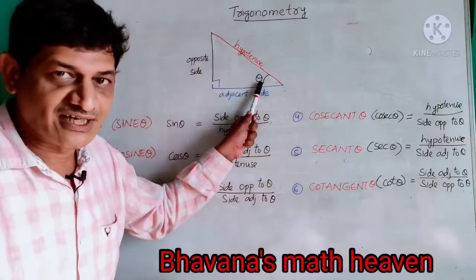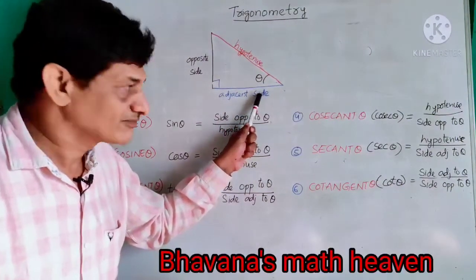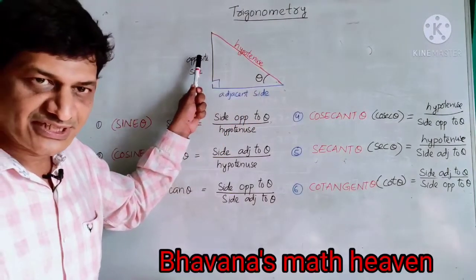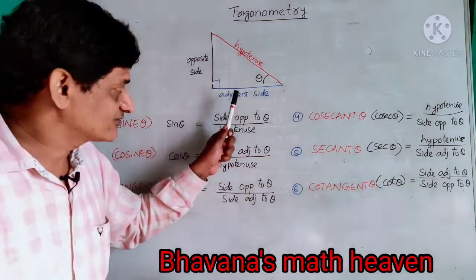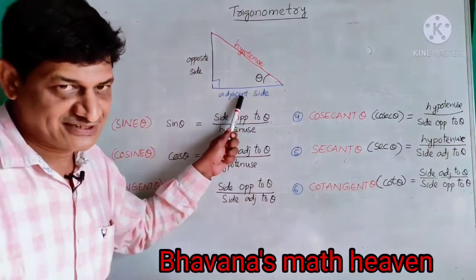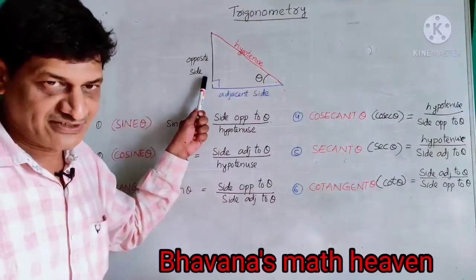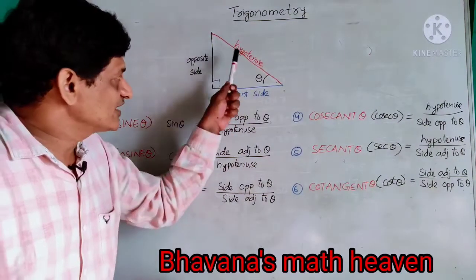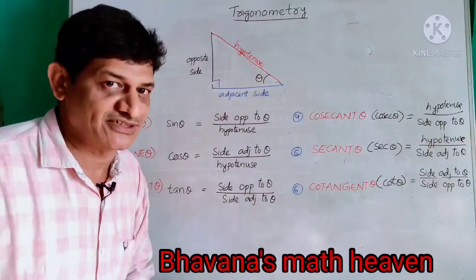With respect to theta, this leg is considered the adjacent side, and the other leg which is exactly opposite to theta is generally taken as the opposite side, and this is the hypotenuse. The three sides are, once again, the side adjacent to theta is named the adjacent side, the side opposite to theta is named the opposite side, and the side opposite to the right angle is the hypotenuse. By using these three sides, you can write six ratios, only six ratios.